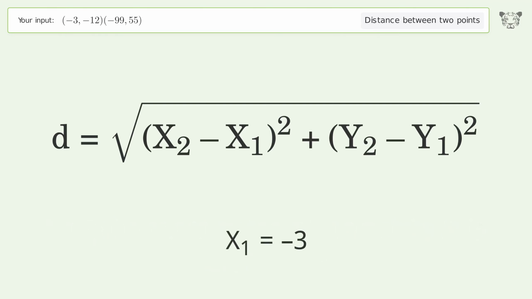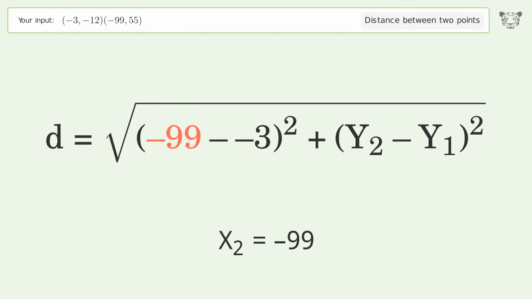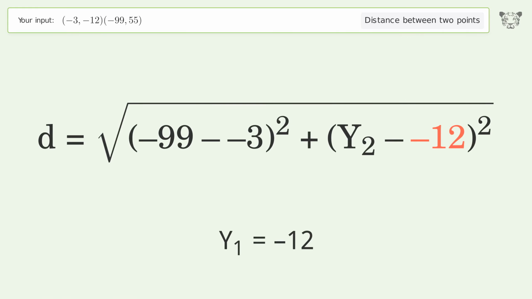x1 equals -3. x2 equals -99. y1 equals -12. y2 equals 55.